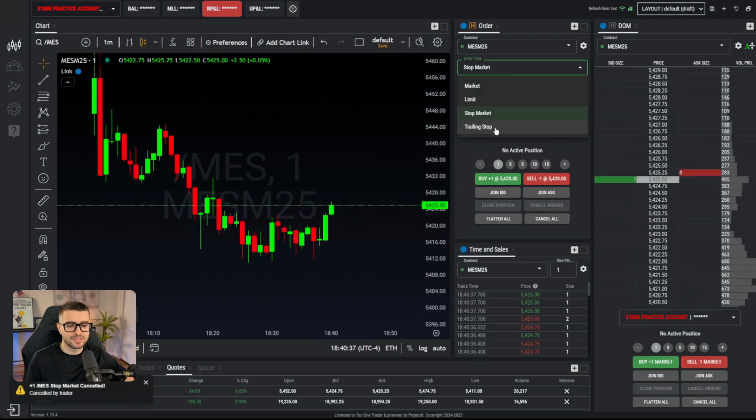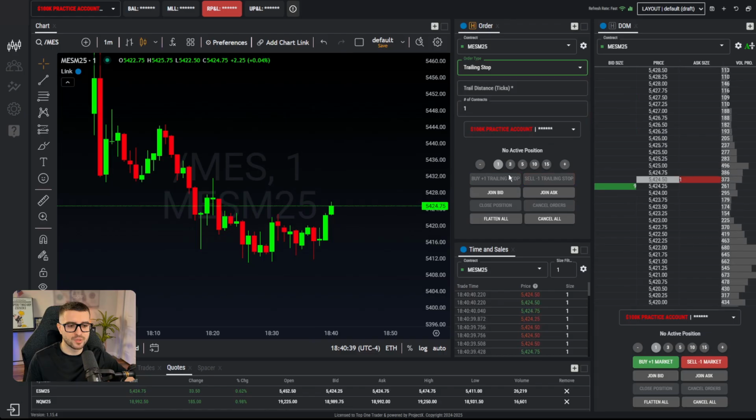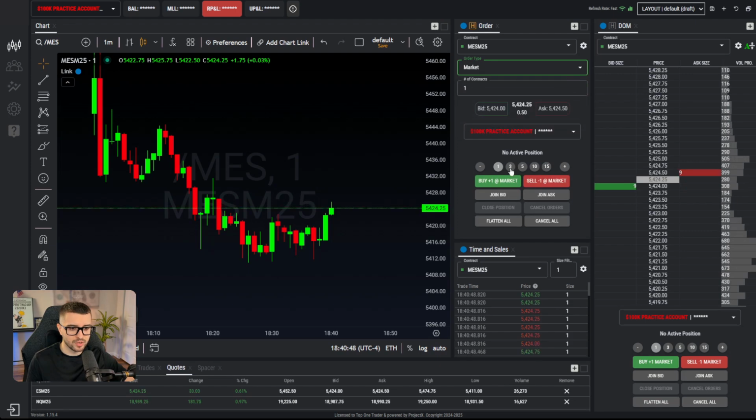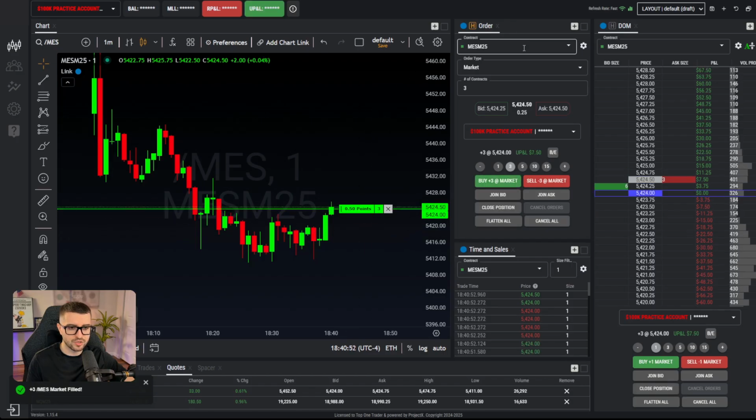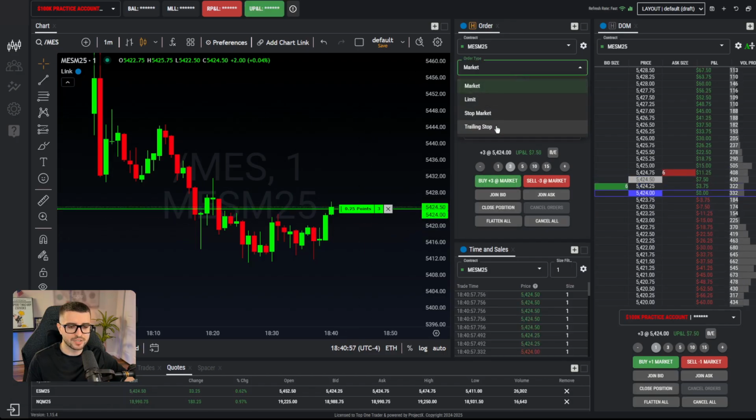The last type of order is a trailing stop. A trailing stop, as you can see, only gets opened when you already have a position open. As you can see, these buttons do not work right now. But let's just open a market order here for 3 contracts. We click buy market, we're in that position, we go to order type, and then we click trailing stop.